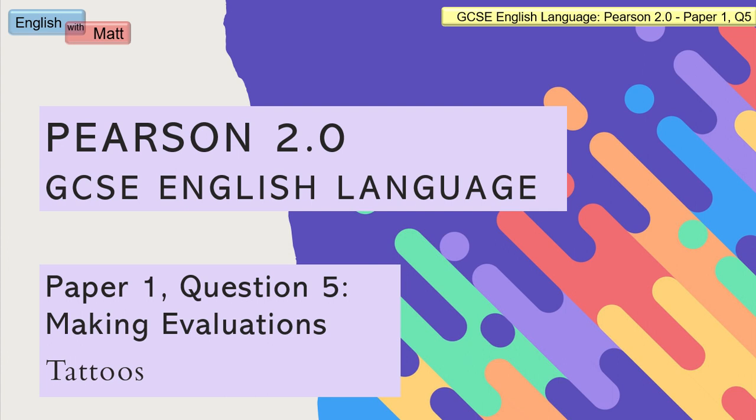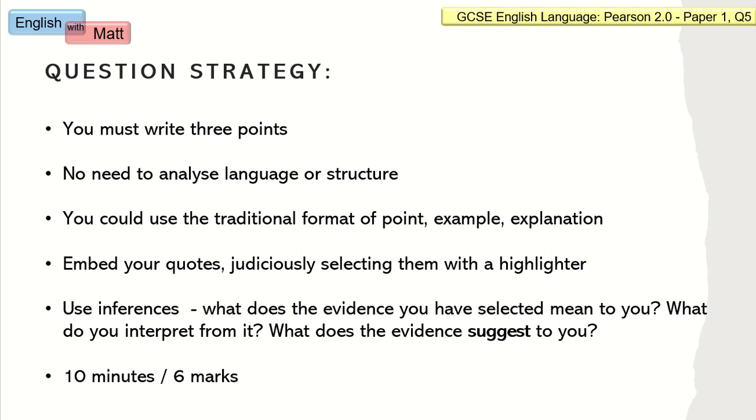I'm going to be talking you through a paper 1 question 5 example, which is one of the evaluation questions, and the topic is going to be tattoos. In terms of how to approach this task, you must write 3 points. The question makes an explicit reference to 3, but there is no need to analyse language and structure.